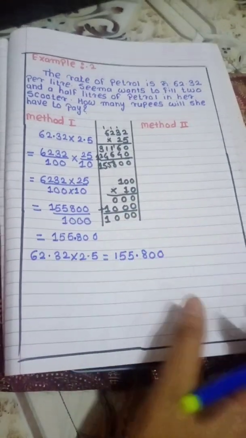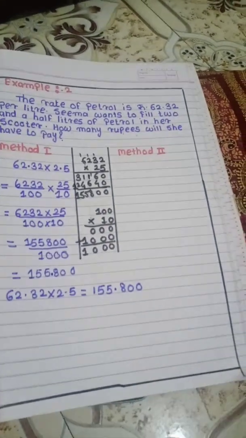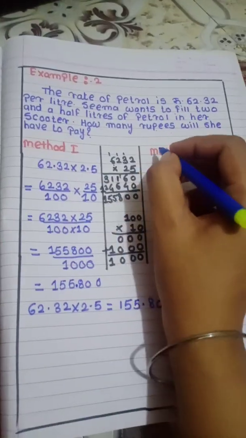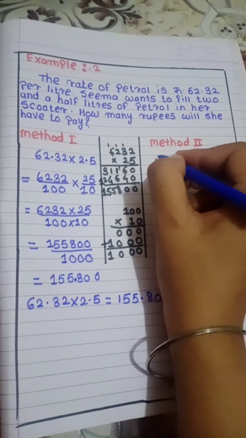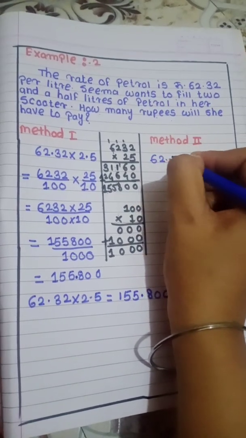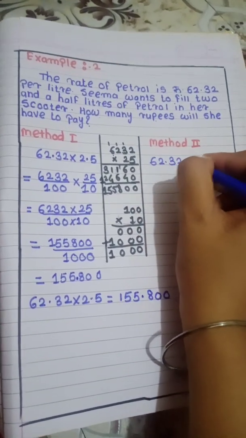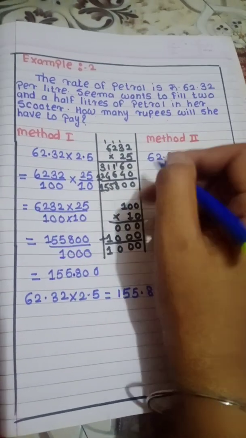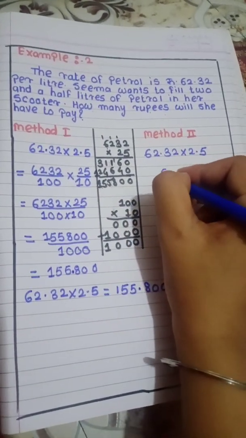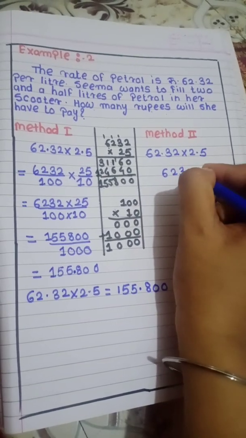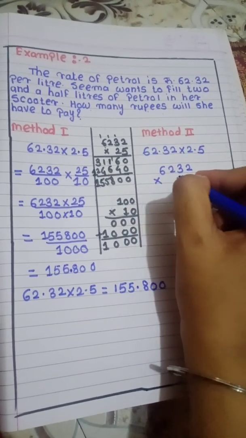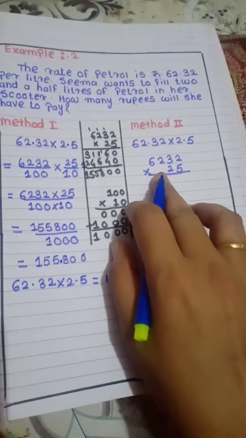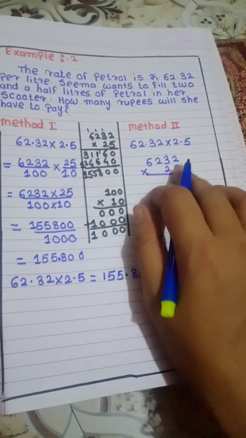Now I'll see the second method. Now we'll do the second method. So in the second method we have to write, see, 62.32 multiplied by 2.5. This is our question. This we have to multiply. So in the second method I'll write the number as it is and I will multiply it. Means I will remove the decimal point. Okay, in the second method I'll remove the decimal point.